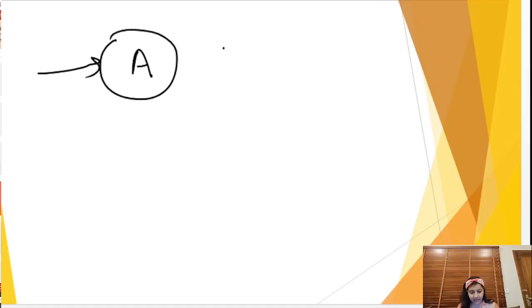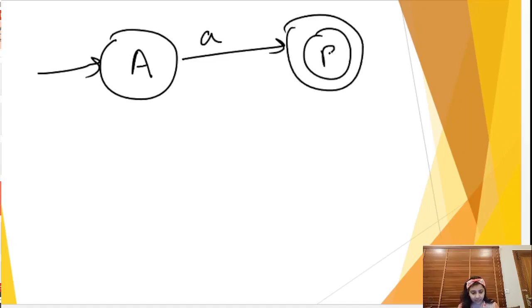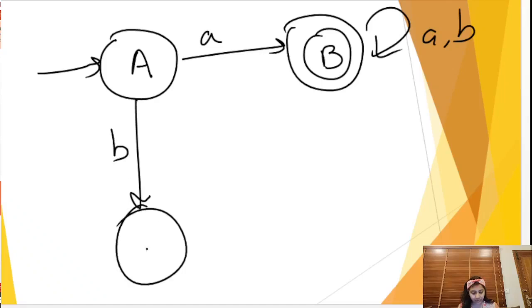Let's understand this finite automata first. This is state A. AB, B, C, AB.